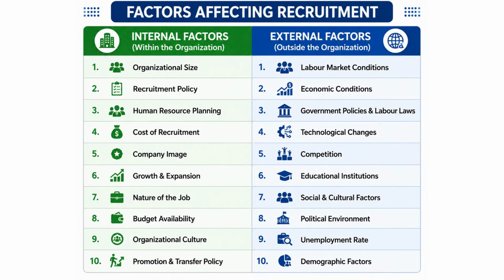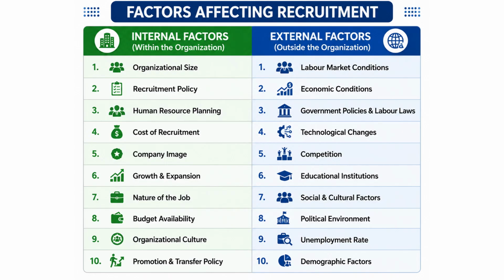Now let's move towards the second type, that is external factors, the factors outside the organization. Again, they are divided into 10 subtypes. The first one is labor market condition. Availability of skilled labor affects the recruitment. If skilled employees are easily available, recruitment becomes easier. For example, if there are many software engineers in the market, IT company can recruit quickly.